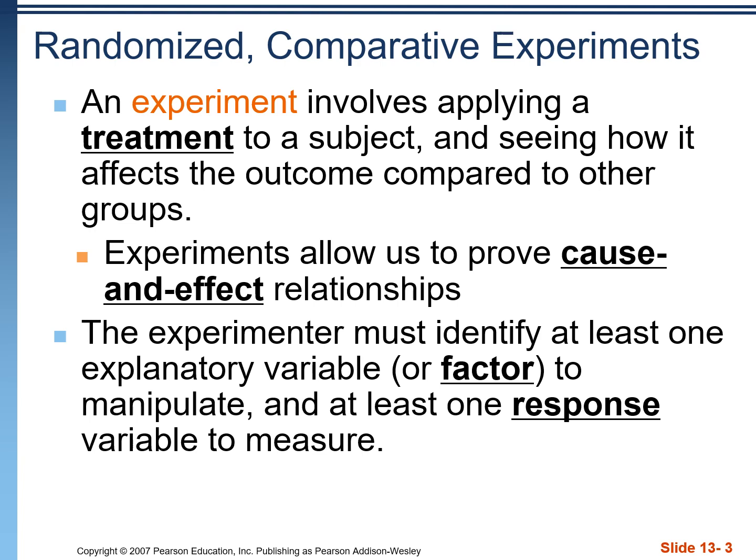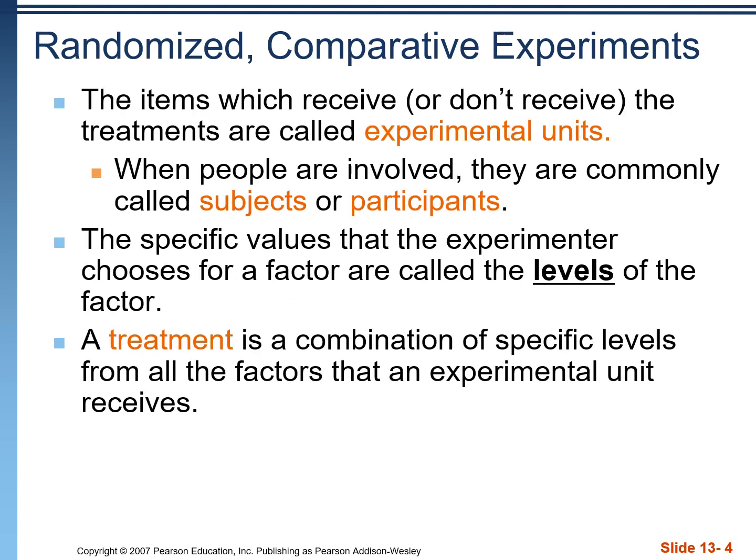There's always at least one explanatory variable, we call it a factor, and at least one response variable that we're measuring. A few other pieces of terminology before we move on to our example. When we're assigning our treatments, the items that receive these treatments are called experimental units, with the exception that if we're assigning our treatments to people, we call them subjects or participants because that's nicer than calling people experimental units.